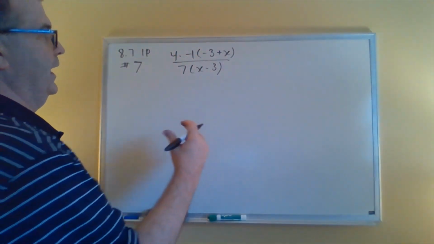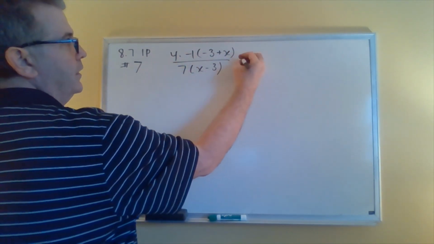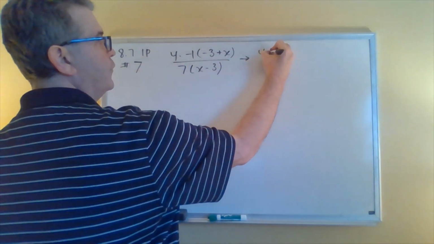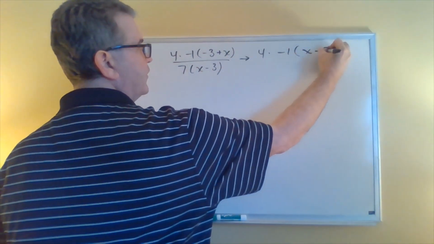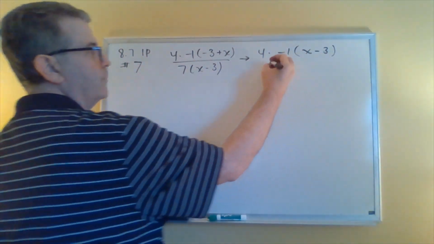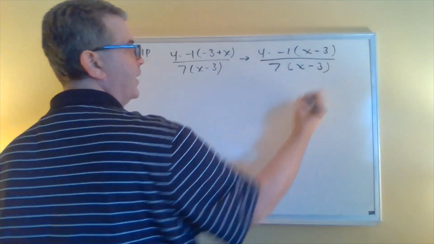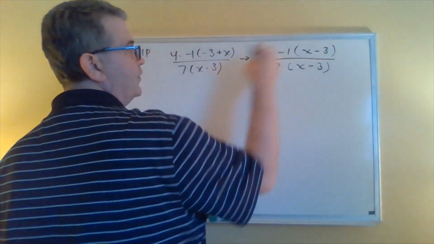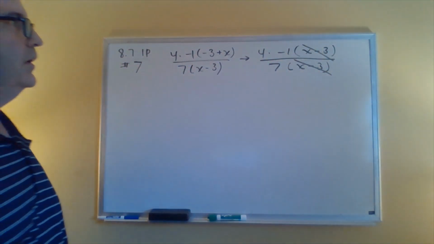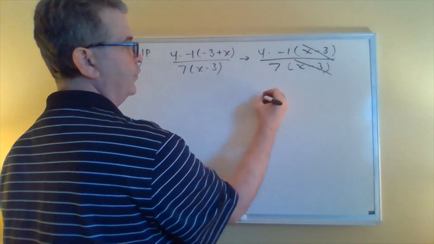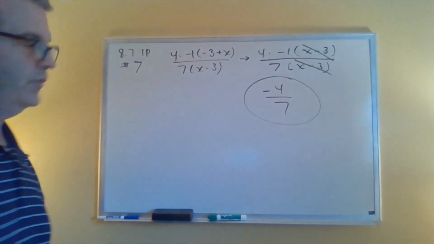Now, why did I do that? Because I can now flip-flop this here. And when I do, it's 4 times negative 1. Negative 3 plus x is the same as x minus 3. If I just flip those around, I'm going to write that over 7 times x minus 3. So right away now, you can see since I've done that, I can cancel out those factors of x minus 3. So my answer is going to be, well, 4 times negative 1 is negative 4 over 7. So my answer becomes negative 4/7.